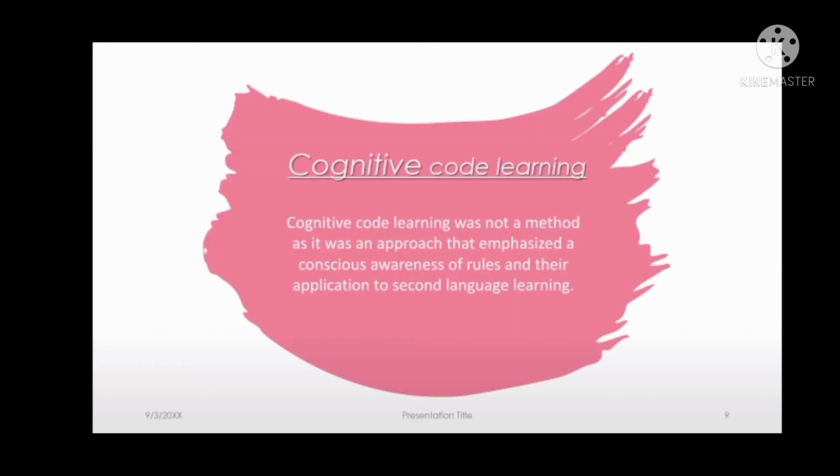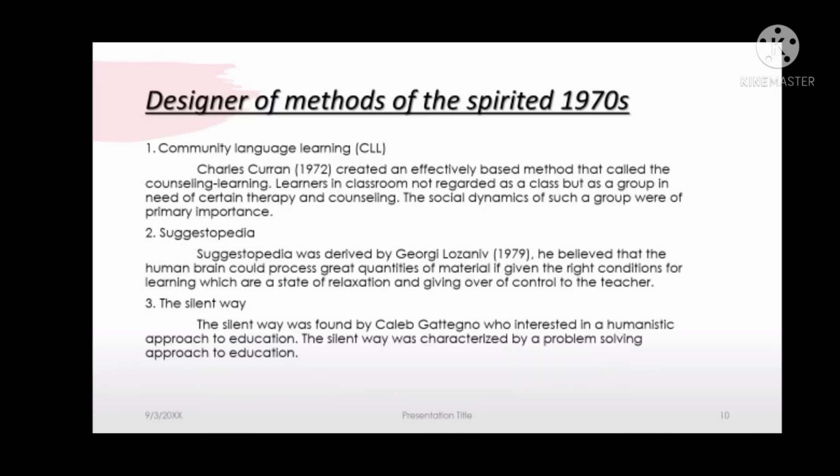Next slide is cognitive code learning. So cognitive code learning was not a method as much as it was an approach that emphasized a conscious awareness of rules and their application to second language learning. It was a reaction to the strictly behavioristic practice of the audiolingual method, and ironically a return to some of the practices of grammar translation.